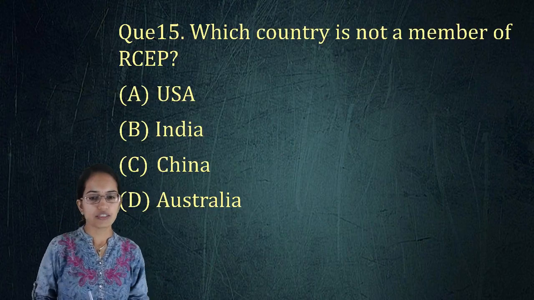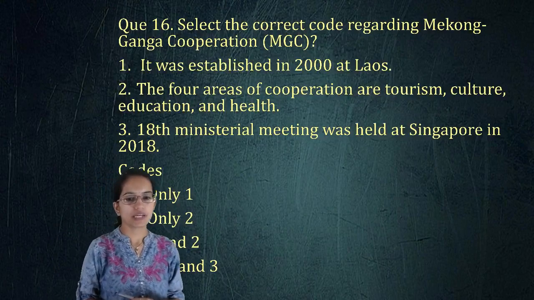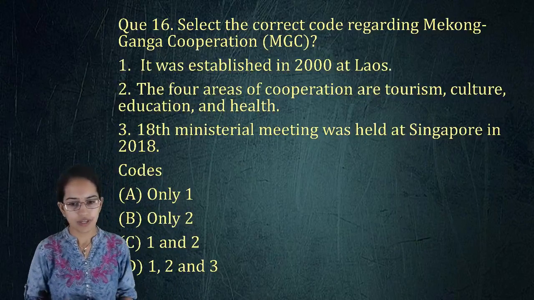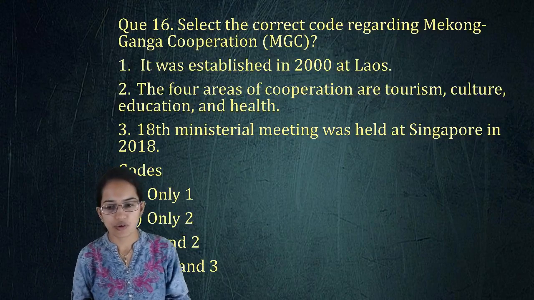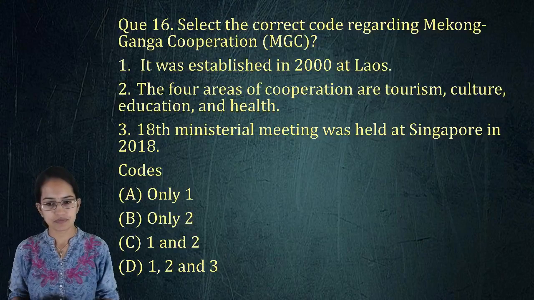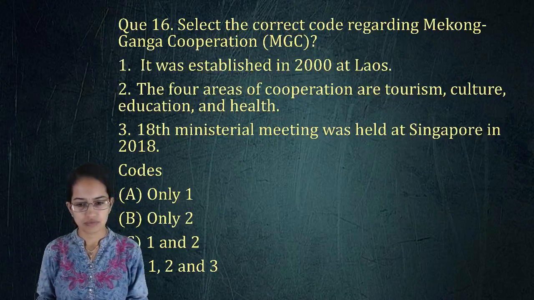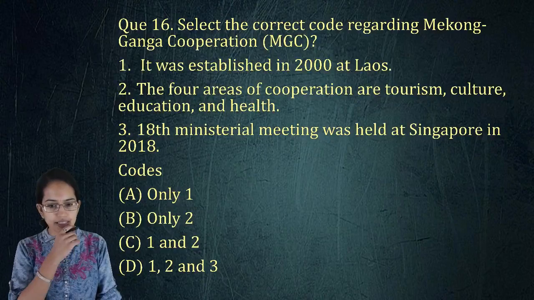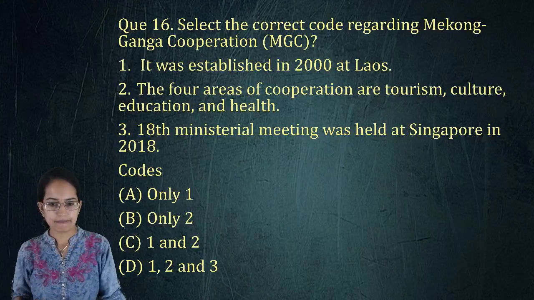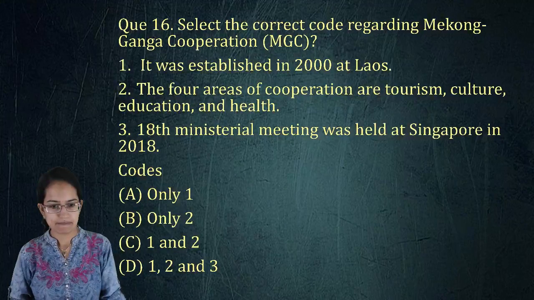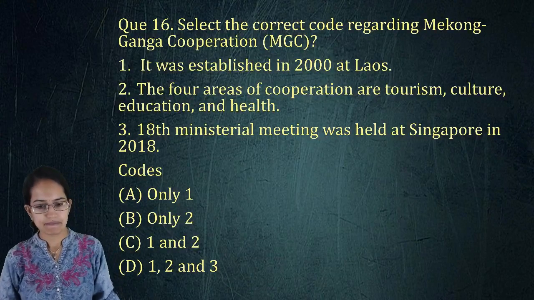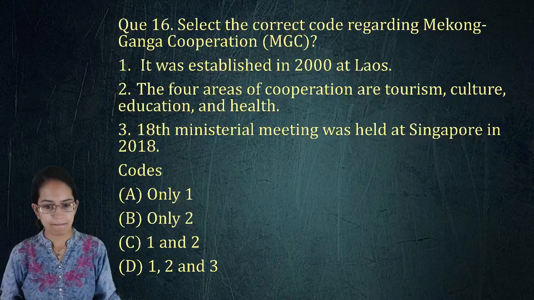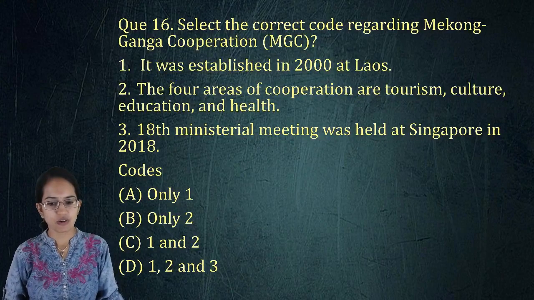The next question you have talks about the Mekong Ganga Cooperation. Very important question. Again, recently in the news, so very important. You have to explain which of the following is the correct statement regarding it. Question 16, looking for the right answers. Still waiting for the right answers to come up. So all the choices gone, so what's not there is the right answer.